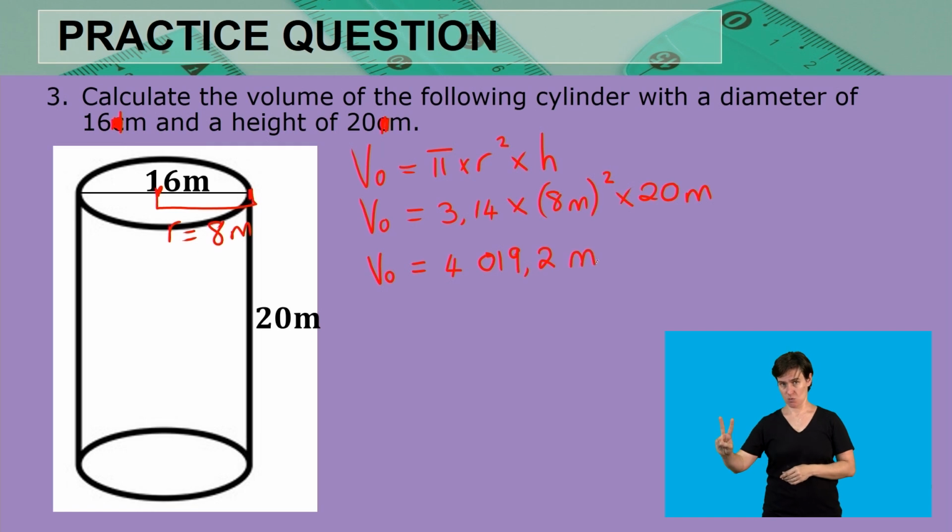4,019.2 meters cubed. And of course, our answer is cubed because there we have a meter squared, and when we multiply that by meters, that gives us meters cubed.